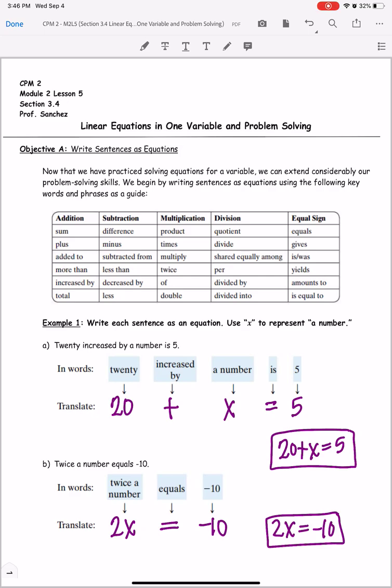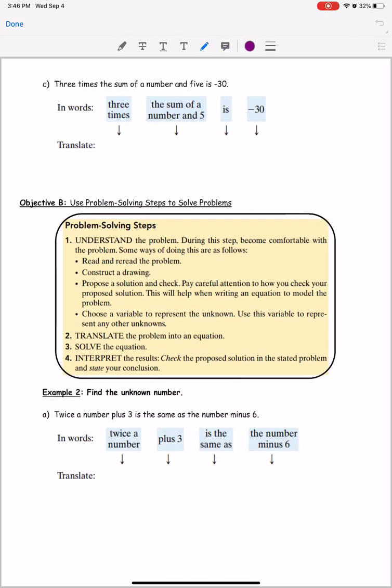One more problem like this. 3 times the sum of a number and 5 is negative 30. So that keyword of means parentheses. So we've got 3 times, in parentheses, the sum of a number x and 5 is my equal sign, negative 30. So we've got 3 in parentheses, x plus 5, equals negative 30.